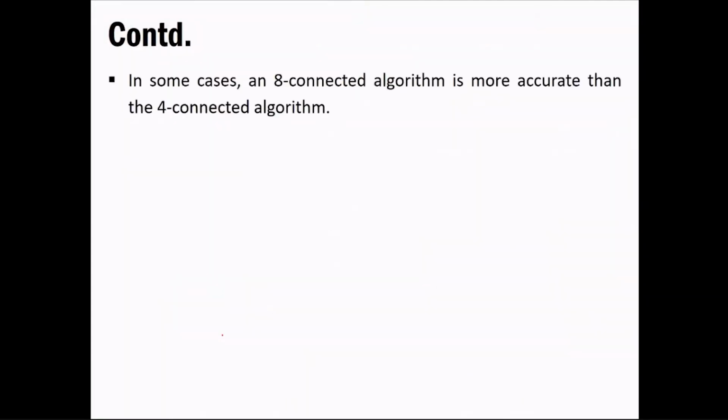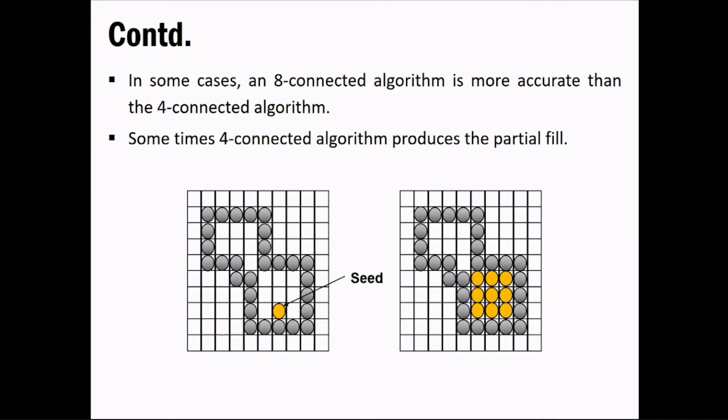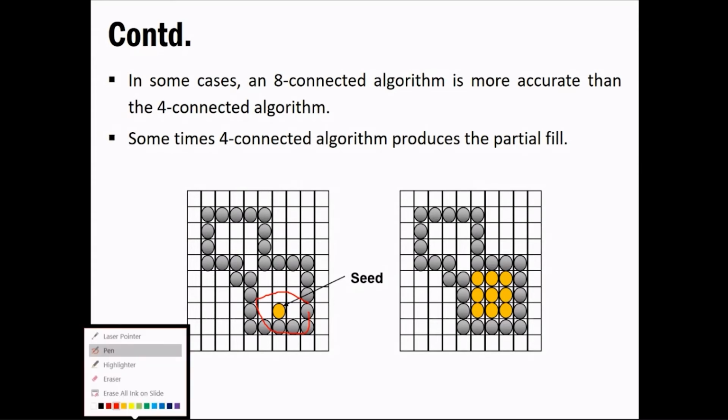Okay, so now in some cases an 8 connected algorithm is more accurate than a 4 connected algorithm, but obviously sometimes 4 connected produces a partial result. Why it produces a partial result, or why it won't give you that good a result, is because of this region. We have one polygon given to us, and over here we have selected this as a seed, or you can say a random pixel where we need to start from. Once it starts from here, it will look for the neighbor pixels as we have chosen, or taken into consideration, the 4 connected algorithm.